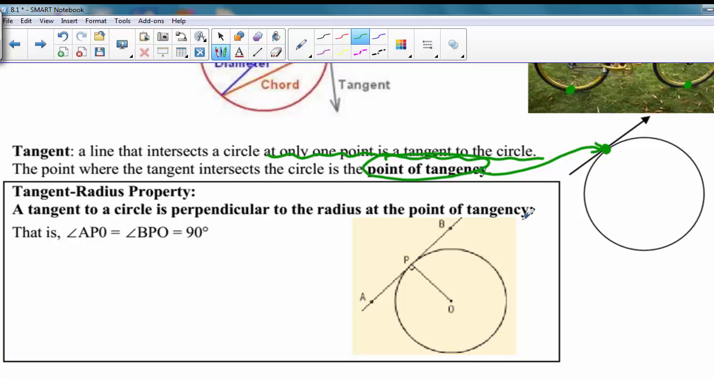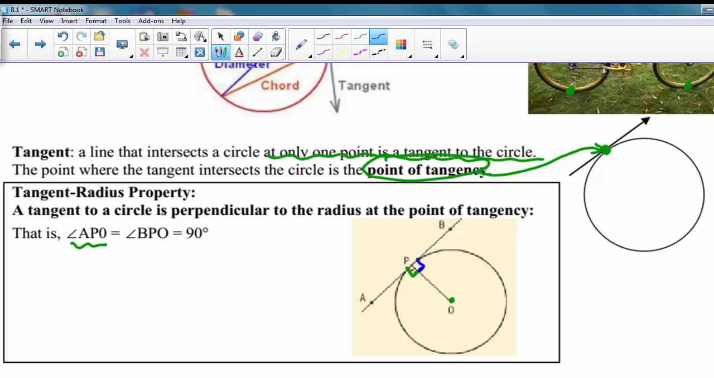This property tells me if I connect the center with the point of tangency, this OP is perpendicular to the tangent AB. This one means angle APO. So if we use 3 alphabets to represent an angle, you look at the angle in this way. Starting from A, P, ends up with O. So the angle is this one. So this one is the same as angle BPO. So the angle is here. Both of them are 90 degrees.